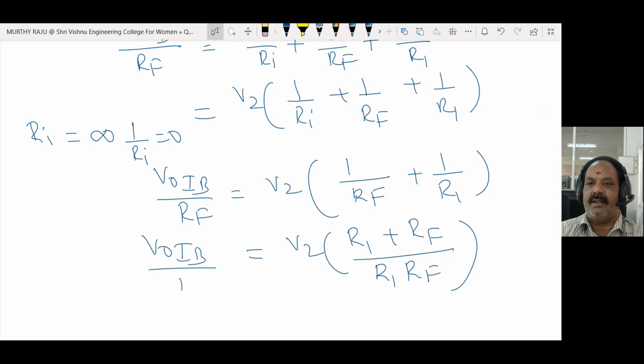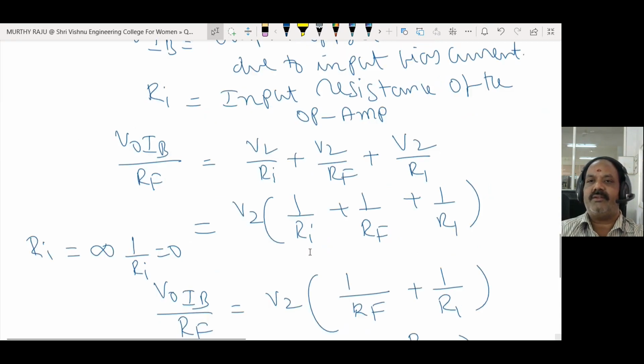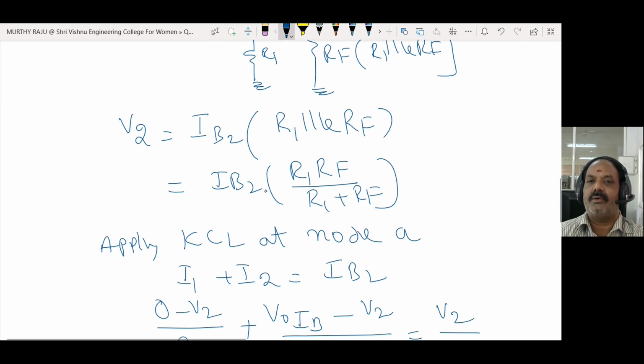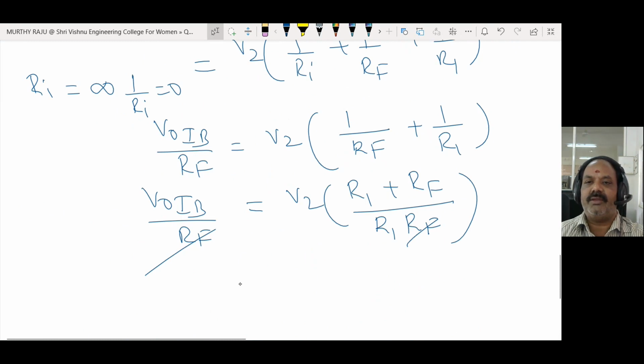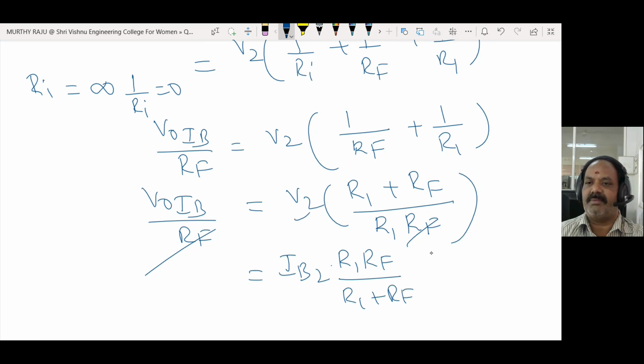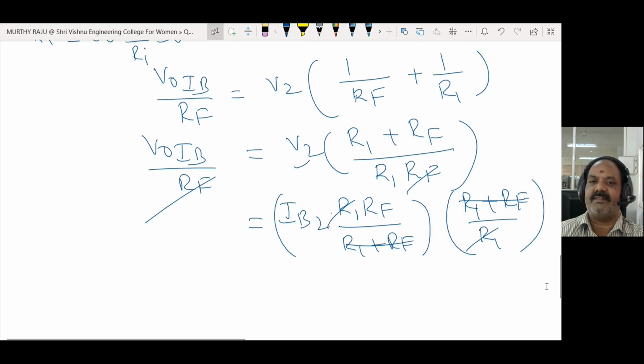VOIB by Rf is cancelled. We know that V2 is equal to IB2 into R1 Rf by R1 plus Rf. V2 is replaced here, and the remaining term is R1 plus Rf by R. R1 is cancelled, R1 plus Rf is cancelled.